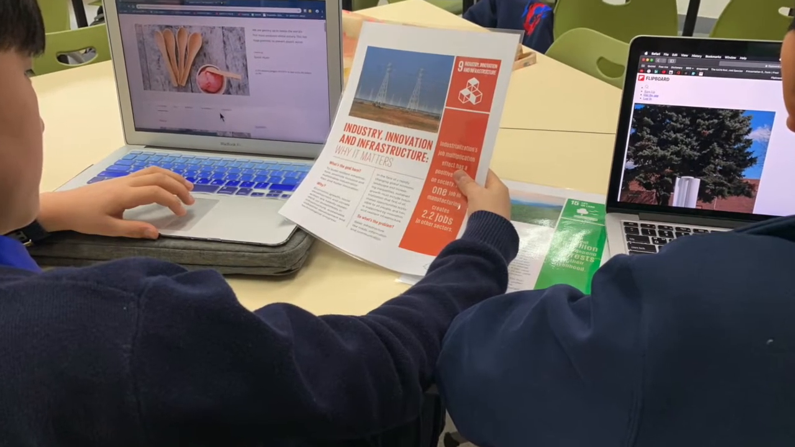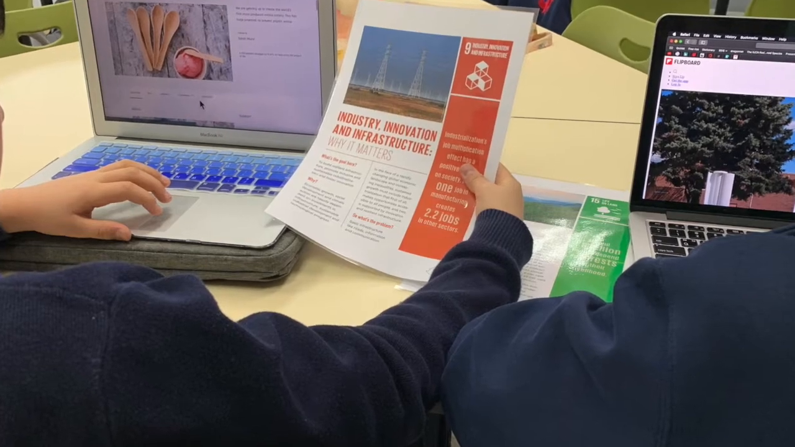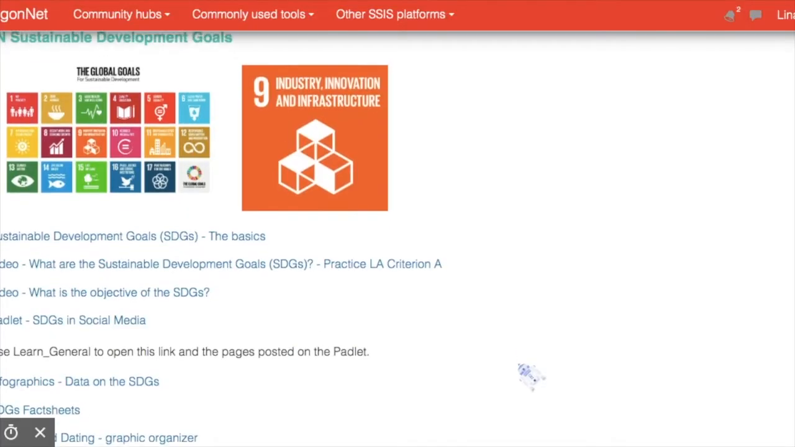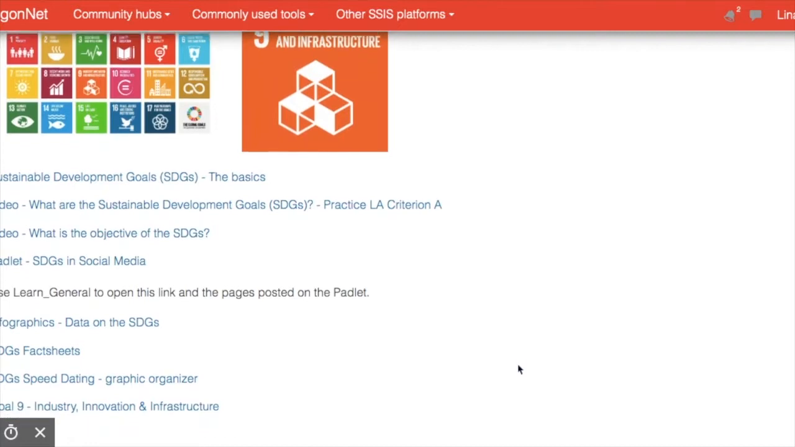They also had time to explore the SDGs that interested them the most, using a playlist with related resources that I created on our Moodle course page.